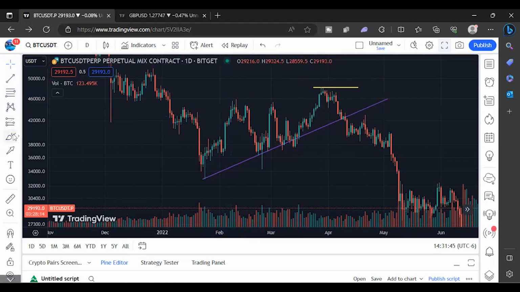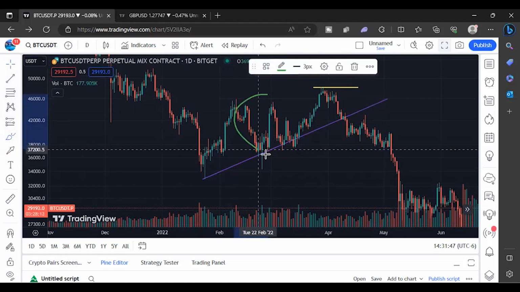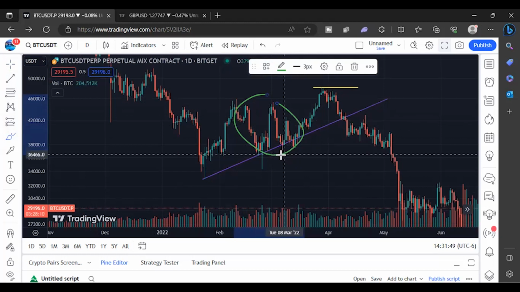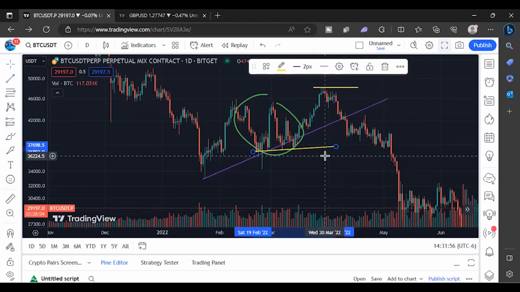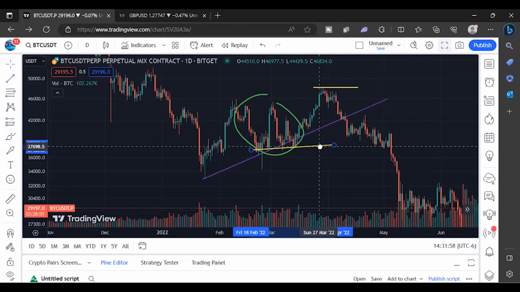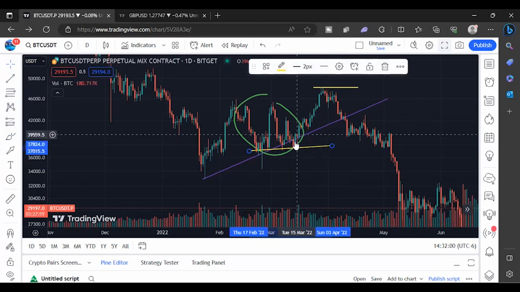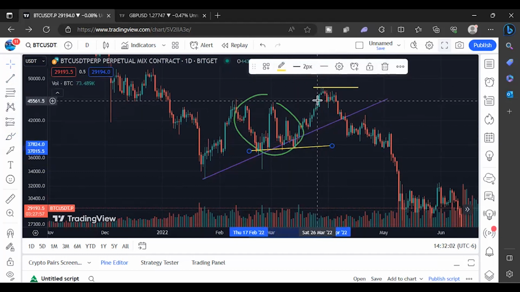We have another double top right here. But this time around, the price actually did not break the neckline. You see that? It did not break the neckline. Instead, it came here, found support, and retraced back up.